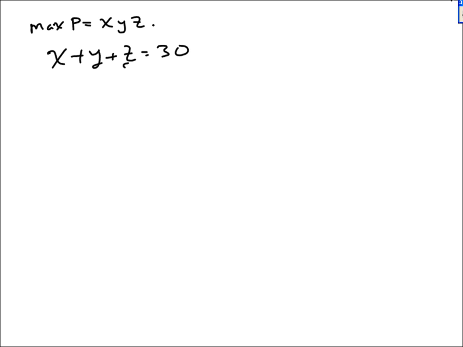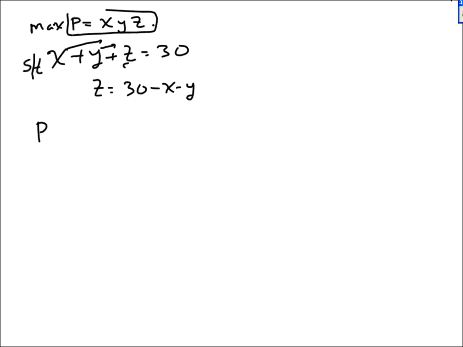Okay, so what you want to do is get rid of one of the variables in this top equation. I'm going to get rid of z, for example. So this is our constraint. We want to maximize p equals xyz, subject to the constraint x plus y plus z is 30. So bringing the x and y to the other side, z is 30 minus x minus y.